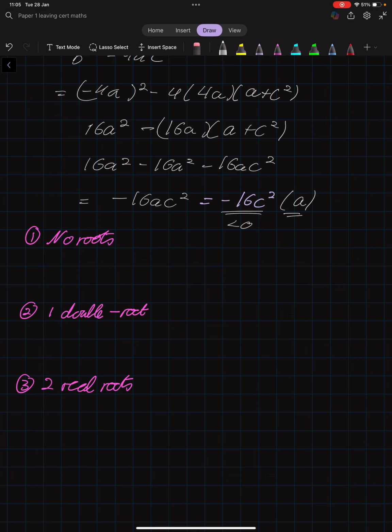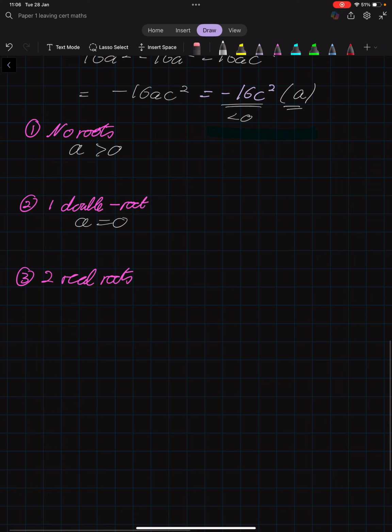So if I want no roots, I want it to be less than 0, and therefore I want a to be greater than 0, because something positive multiplied by something negative is something negative. So if I want no roots, then I want a to be greater than 0. If I want 1 double root, I want this thing to equal 0. So if I want minus 16 a c squared to equal 0, I can just let a equal 0. And then if I want 2 real roots, I want that to be positive. A negative multiplied by a negative is positive, and therefore I want a to be less than 0. Okay? So hopefully that makes sense.